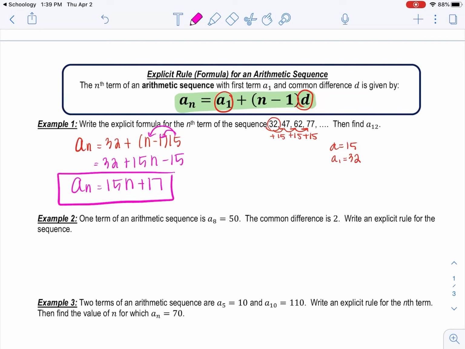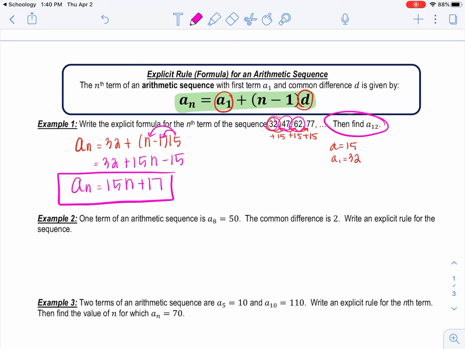You can see that now if you plug in 1 into this equation, you get 15 plus 17, which is 32. If you plug in 2 into this equation, you get 30 plus 17, which is 47. If you plug in 3, you get 45 plus 17, which is 62, so on and so forth. So it does work for this pattern.